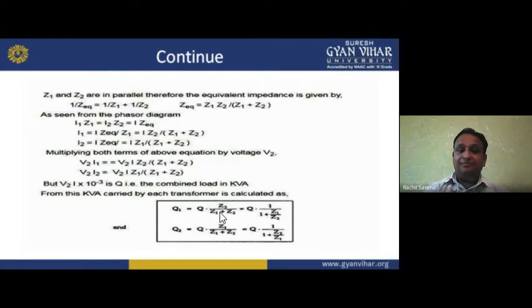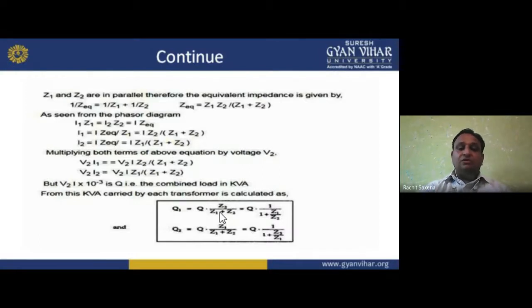Now continuing, Z1 and Z2 are in parallel, therefore the equivalent impedance is given by 1 by Z equivalent equals 1 upon Z1 plus 1 upon Z2. So Z equivalent is Z1 Z2 upon Z1 plus Z2, which means parallel operation. As seen from the phasor diagram, I1 Z1 equals I2 Z2 equals I Z equivalent. So I1 equals I Z equivalent upon Z1, that is I Z2 by Z1 plus Z2. And I2 we can say is I Z1 upon Z1 plus Z2. We can say this is the current division rule.